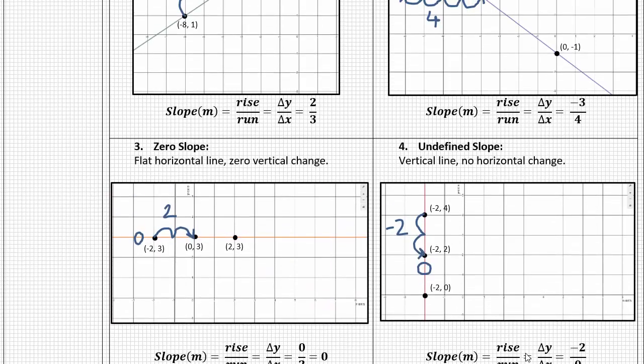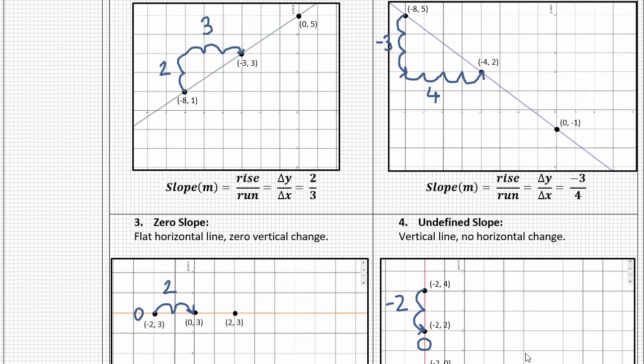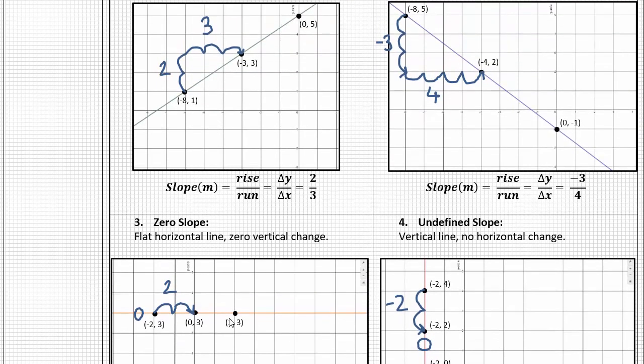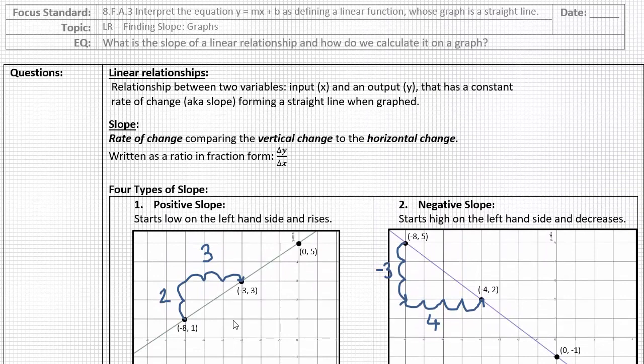So that is going to conclude our video today on the 4 types of slope and how to calculate it from a graph. So please remember to write in your summary, and make sure that your graphs and slope calculations are complete.